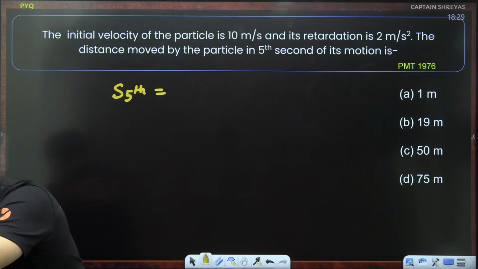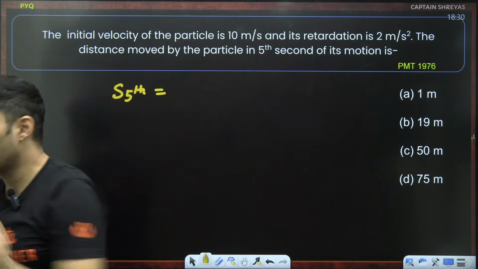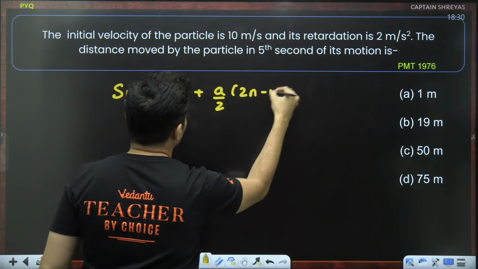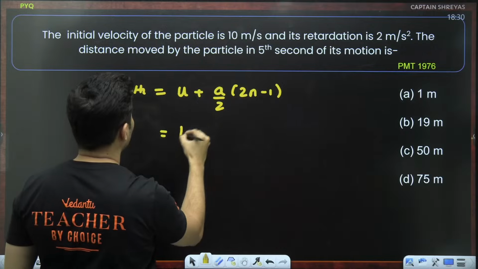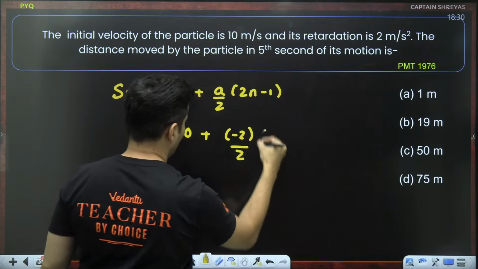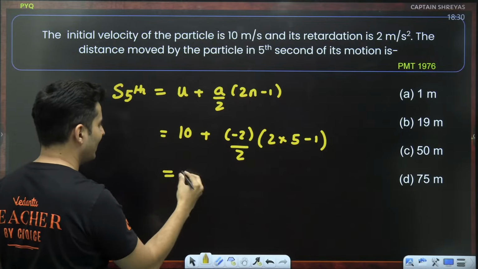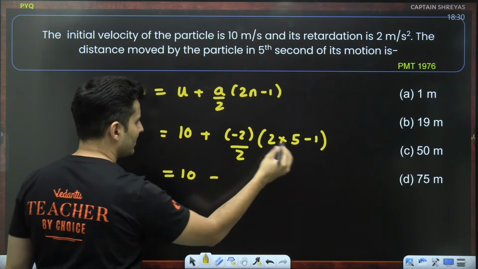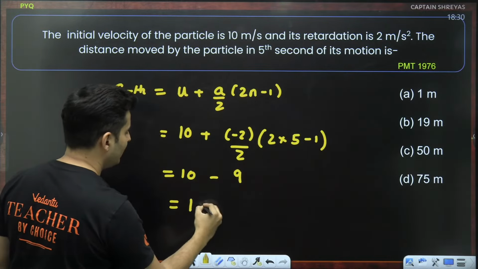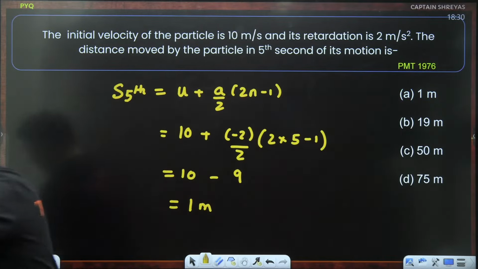Yes, think about it. What is the answer for this? Use the formula. What is the formula? u + (a/2)(2n - 1). That's it. What is initial speed? 10. What is acceleration? Oh, it is retardation. That means negative. And n is 5, so 2n minus 1. If you miss this minus, you will get wrong answers. So 10, 2 cancels minus. 2 5s are 10, 10 minus 1 is basically 9. So it should be basically 1 meter. Just check this out. Yes, that is the answer. A for AIMS. Very good.